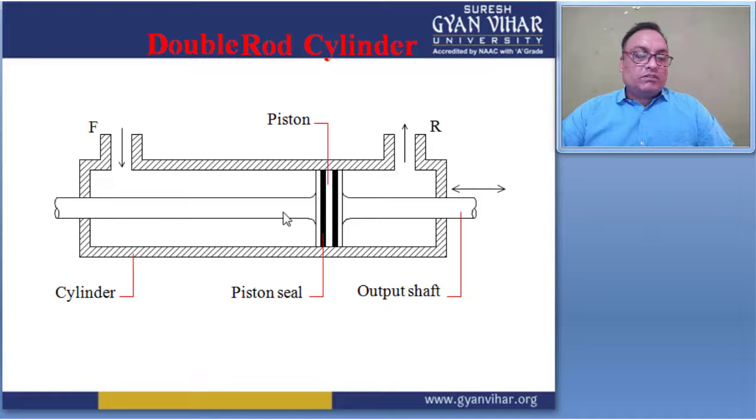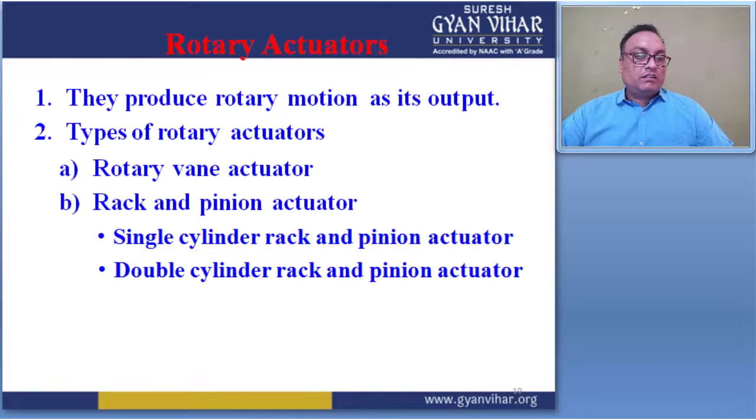So we move to the second type of piston actuators. These are the rotary actuators, and in these rotary actuators, they produce rotary work. This rotary work creates some rotary motion as its output.